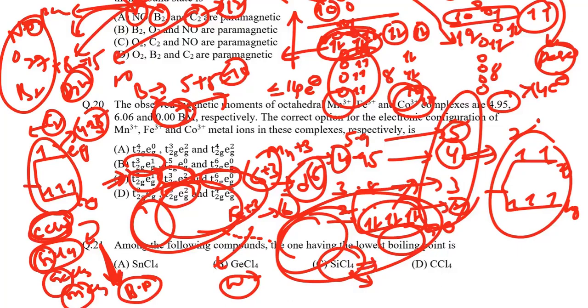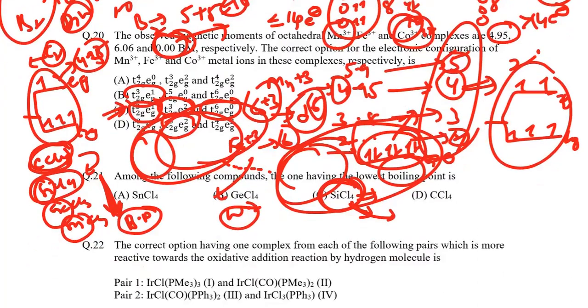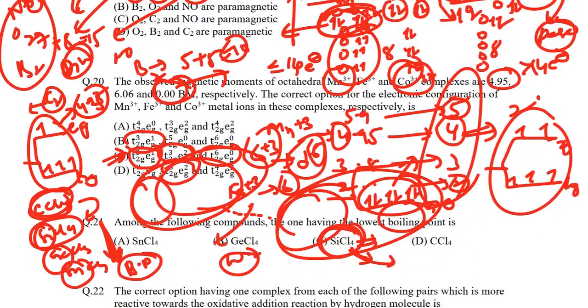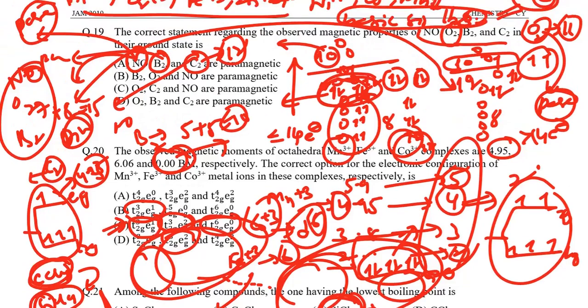Here all of them at room temperature will be observed as liquids, and why silicon tetrachloride has the lowest boiling point, just try to check it. It's an assignment for you. And in the next video we are going to check all other questions of JAM 2019 chemistry. Thank you very much.